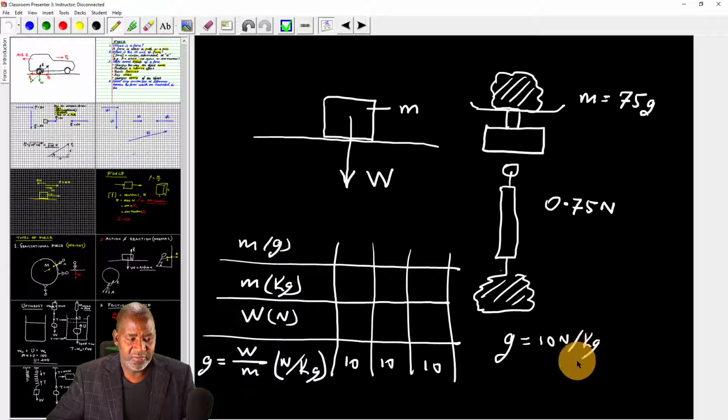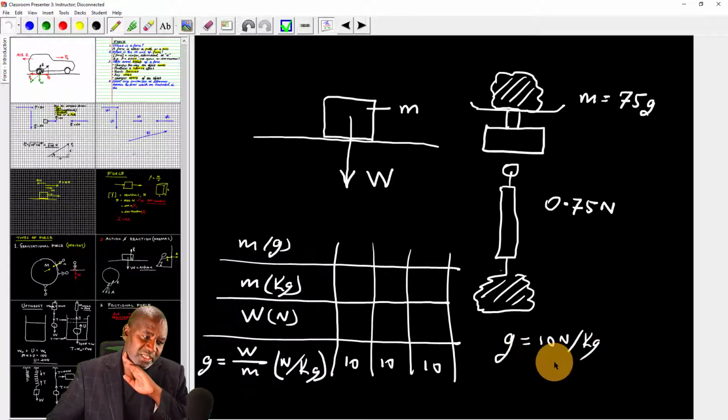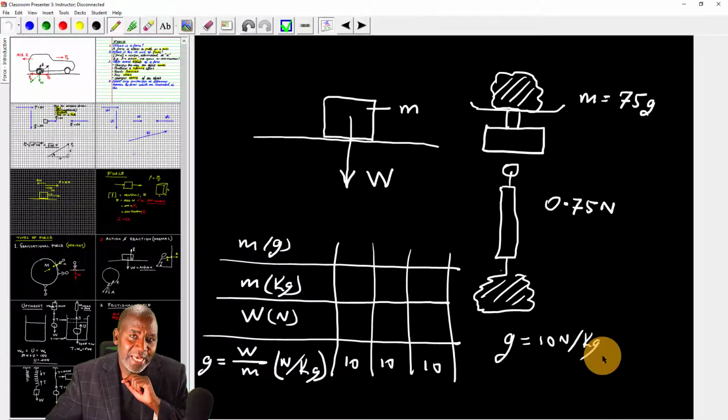What this means, because the gravitational field strength at a point closer to the Earth's surface is 10 newton per kilogram, is that the gravitational field exerts a force of 10 newtons on a mass of 1 kg. The gravitational field of the Earth exerts a force of 10 newtons on a mass of 1 kg. This is the gravitational field strength of the Earth.